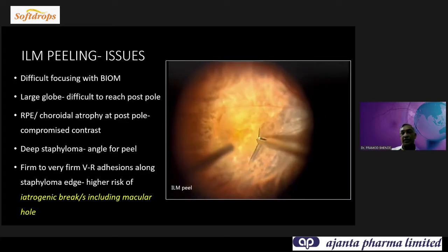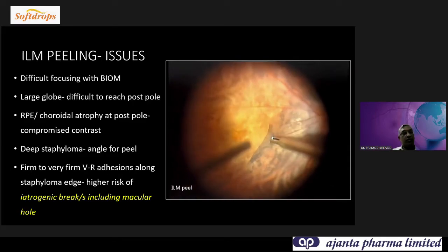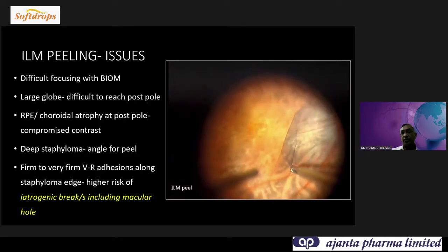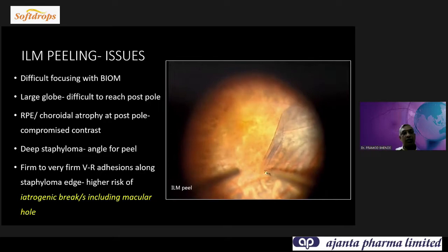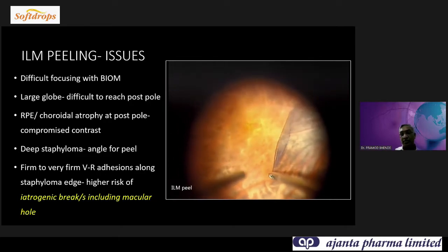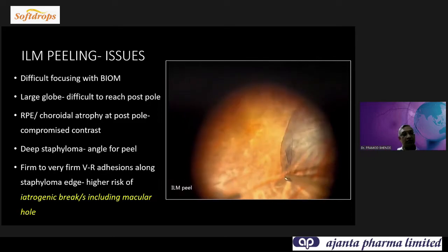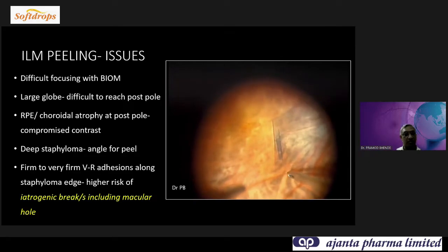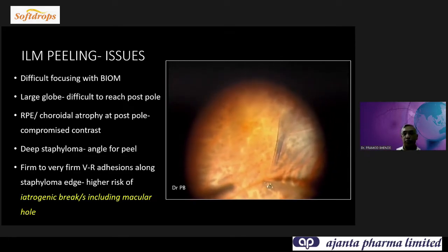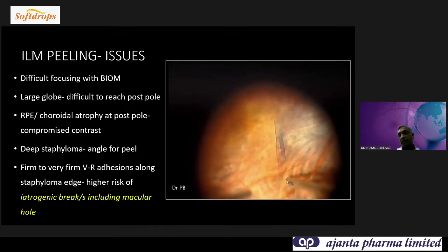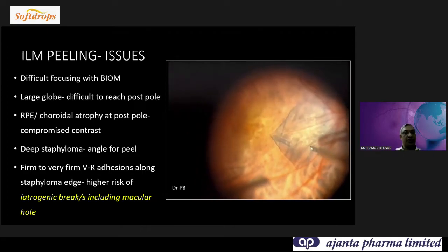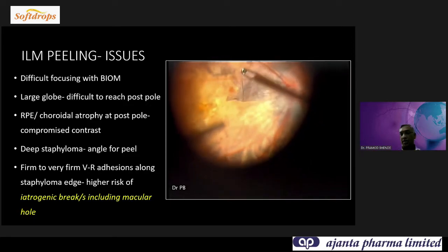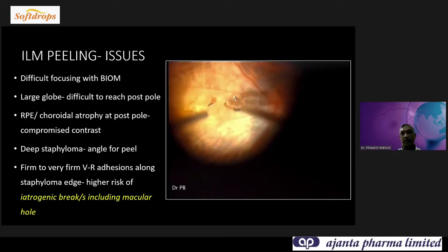Yes, there are difficulties when you peel this ILM, as you see here. Because the globe is large, it is sometimes difficult to reach the posterior pole, and that's why you need longer forceps. With underlying RPE and choroidal atrophy at the posterior pole, there is compromised contrast, so visibility can be an issue. And if the staphyloma is too deep, the steep angle for peeling the membrane can be an issue. Sometimes the attachments are so firm that you run the risk of creating iatrogenic retinal breaks. Fortunately, the ILM staining sometimes may not be good enough to give good visibility, and that's how we could peel the ILM.